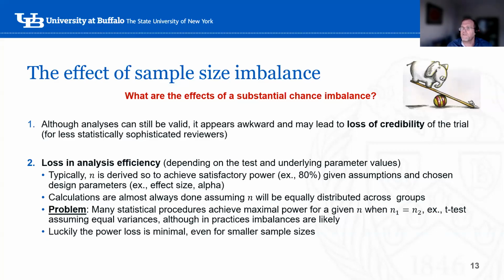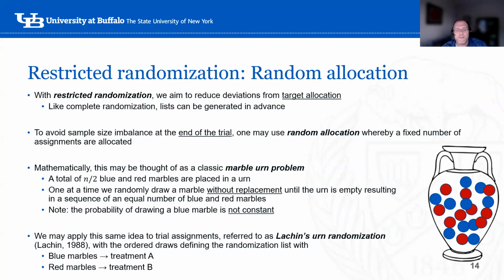And so for that reason, I'm going to want to consider other randomization procedures. And that gets us into the idea of restricted randomization procedures, where what I'm trying to do is either eliminate or reduce this sort of imbalance that can happen with the randomization. Like complete randomization, it has the advantage that I can generate this list in advance, and I'll show you on the next slide how to do that.